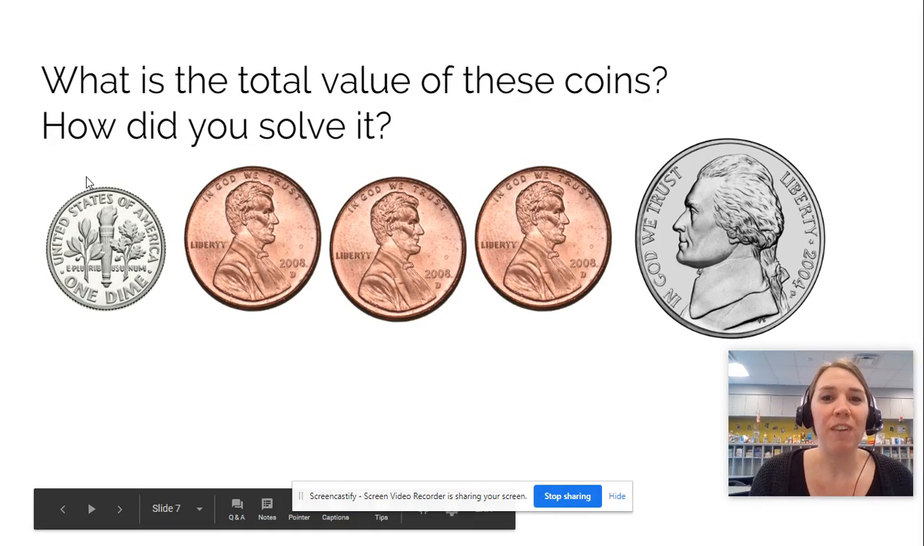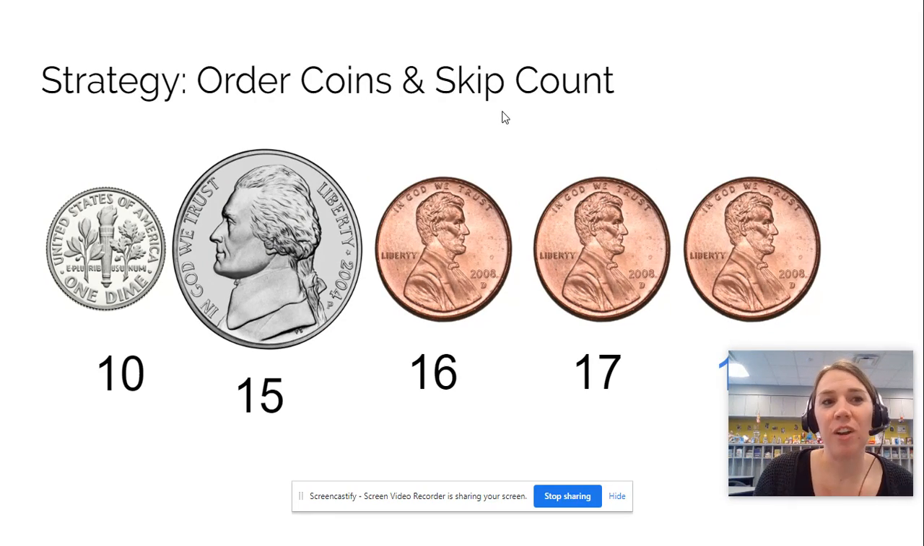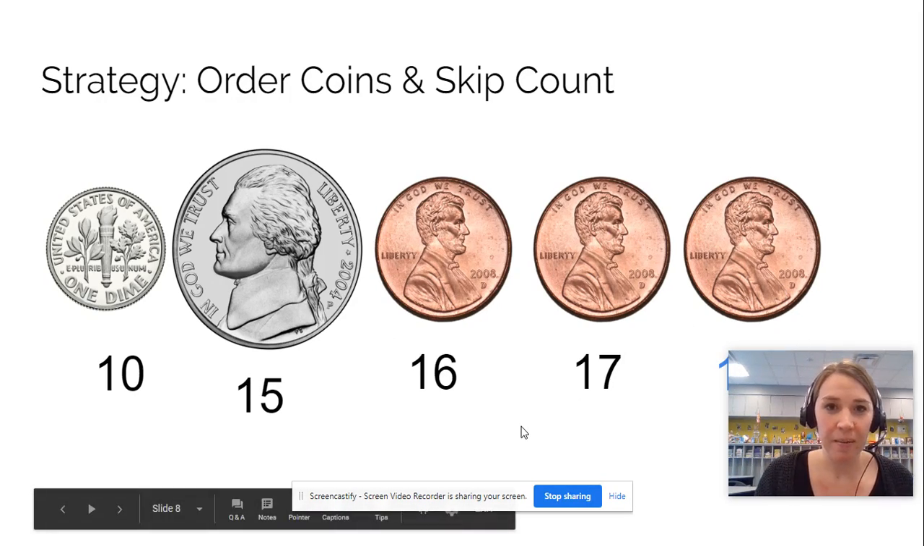What is the total value of these coins? How did you solve it? Pause your video now and solve it on paper. One strategy you could use is order coins and skip count. You could put the coins in order from the one that's worth the most to the one that's worth the least, starting with the dime, which was worth 10, and jump a 5, because a nickel's worth 5, to get to 15, and then jump by ones because pennies are worth ones. So 15 to 16, 17, and 18.